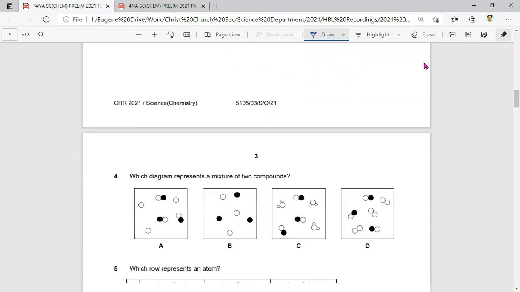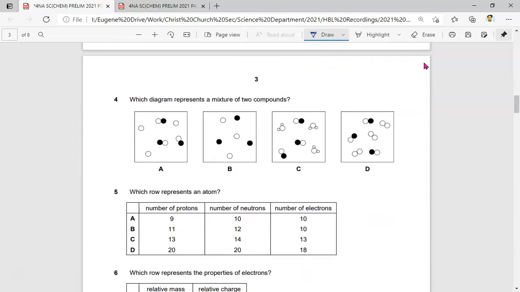Okay, so take note of that. Next, which diagram represents a mixture of two compounds? Okay, so I need to identify two compounds within the diagram. So you look at here, actually I got this and I got this. Okay, in A, I got two different kinds of patterns I see here.